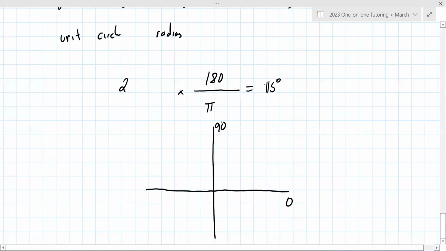So here's 90 and here's 180. Where should I draw the 115? I guess in between them. Somewhere in between, but closer to which one? Closer to 90. So this is two radians, which is 115 degrees, but they're asking about two radians.